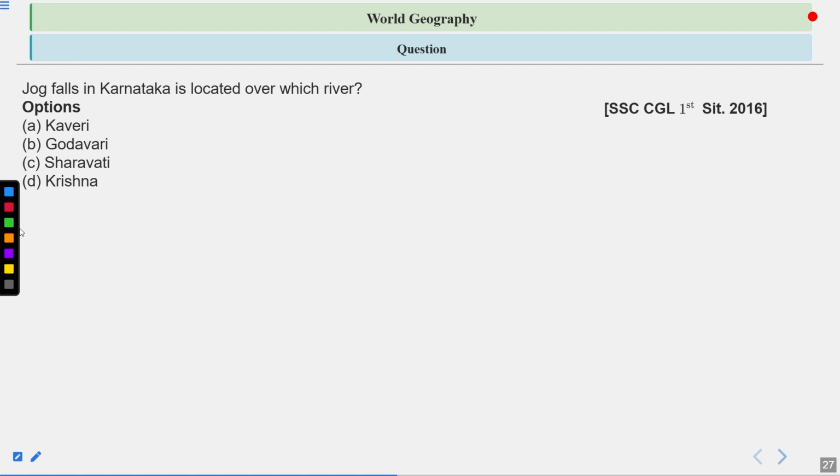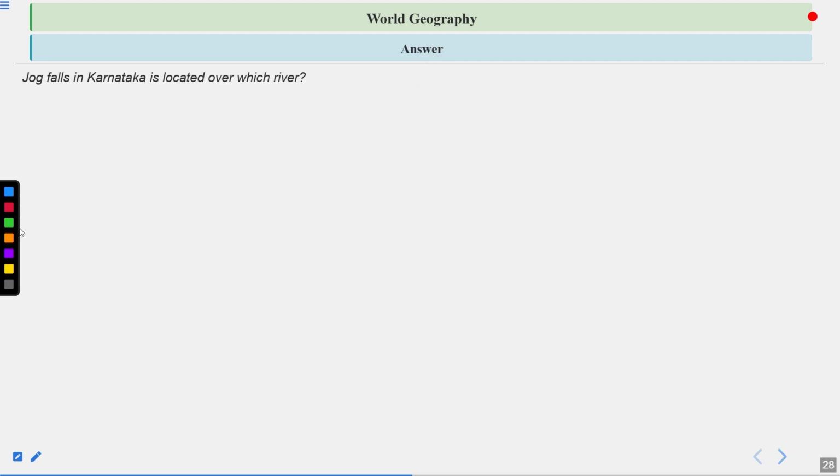Jog Falls in Karnataka is located over which river? Kaveri, Godavari, Shravati or Krishna? And Jog Falls, also known as Garsoppa Falls, are located on the river Shravati.